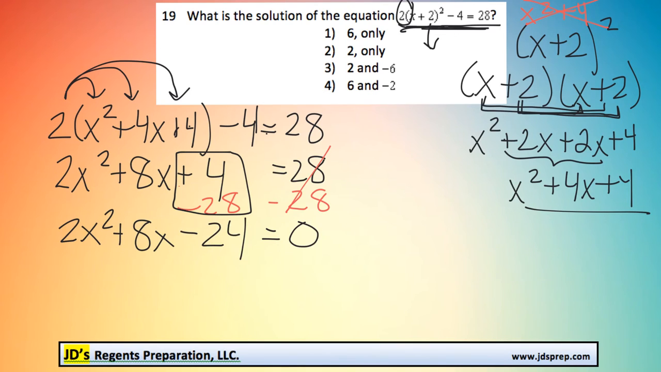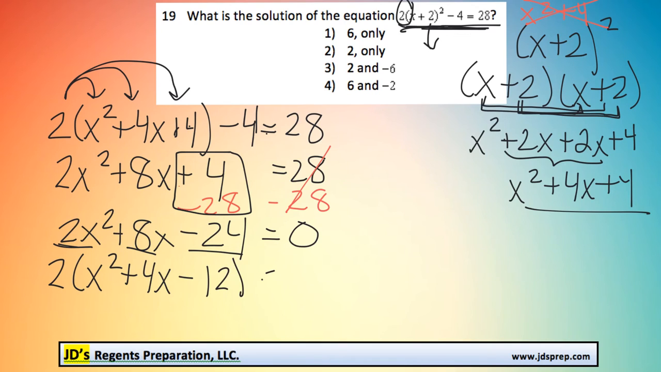Okay, now the next step we can do is find a common factor between these three terms. I noticed that they're all divisible by 2. So what I'm going to do is factor out a 2. We'd be left with x squared plus 4x minus 12. And now that we're at this point, we can try to factor this trinomial. And the method I like to use is to draw my two sets of brackets like this. We'll put x in the front.